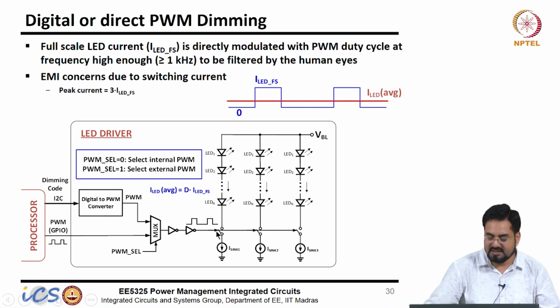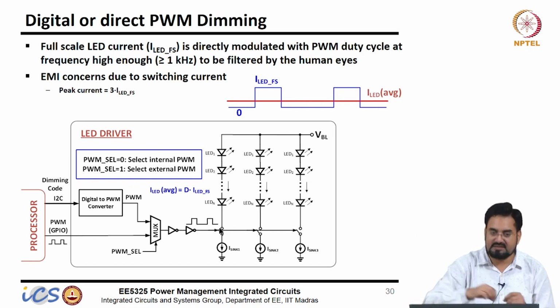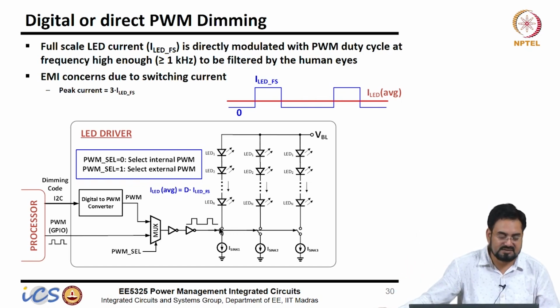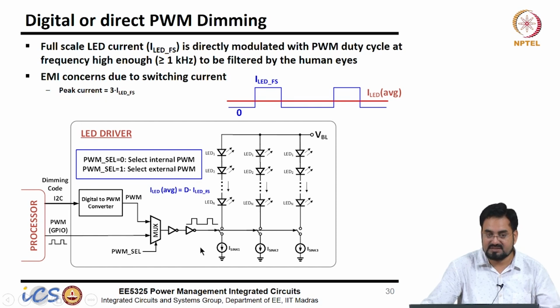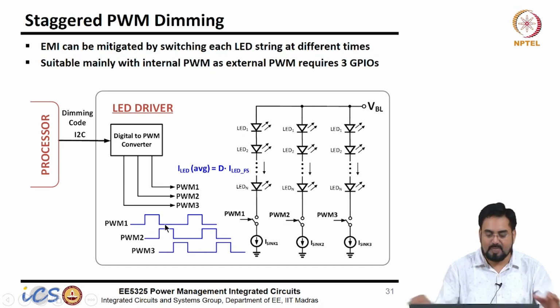Now you can imagine that you are switching 60 milliamp current on and off, and these cables have high inductance compared to short traces on your PCB. So there may be some EMI concerns. What we do is turn them on and off in a staggered manner. Instead of simultaneously, we shift them in phases, so at one time only one LED is turning on, next time this LED is turning on, and then this one.